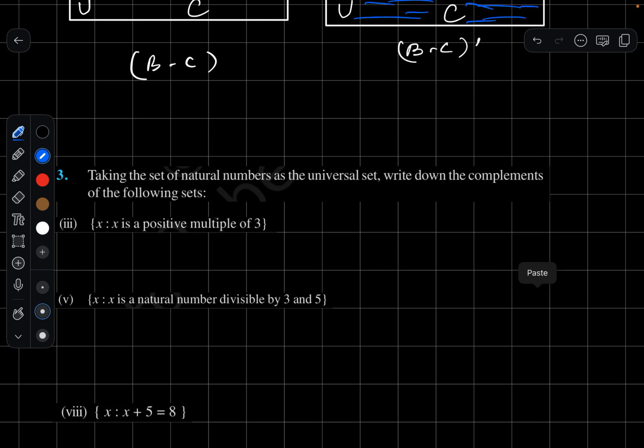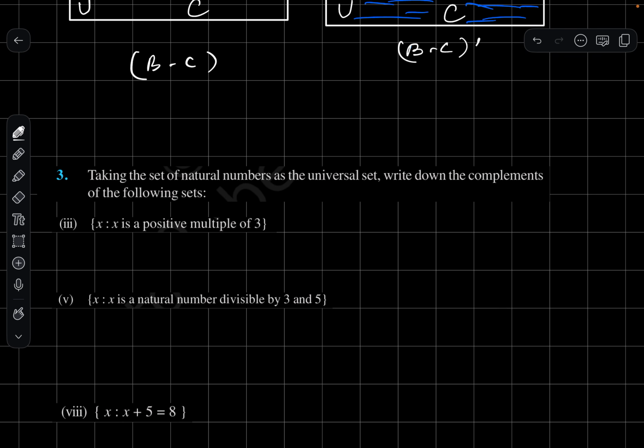In the third part, taking the set of natural numbers as the universal set, write the complements. Here also I am not going to do all the sums for you, because there are 11 subdivisions. Okay, so let us see. In the third subdivision, I will choose some questions alone, 3, 5, 8 and 10.